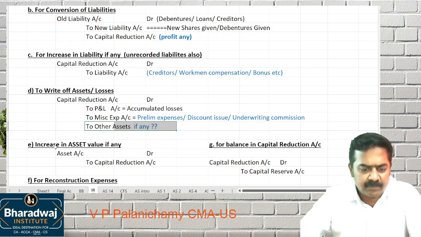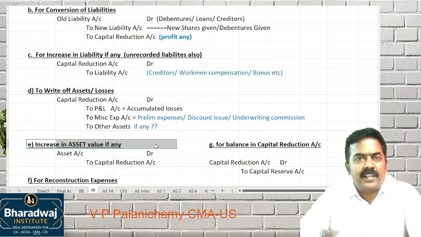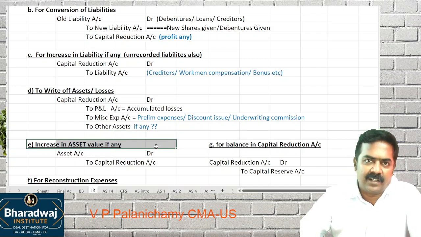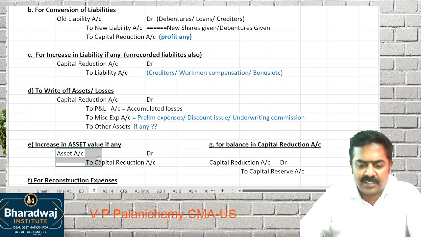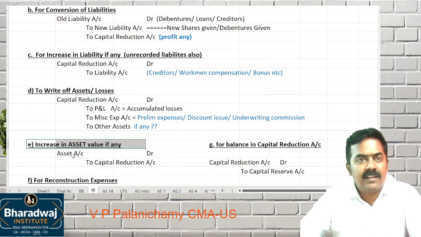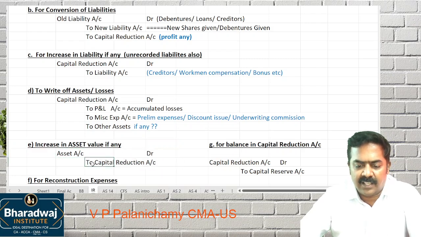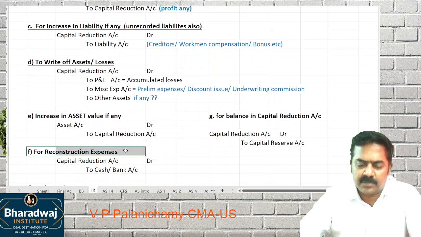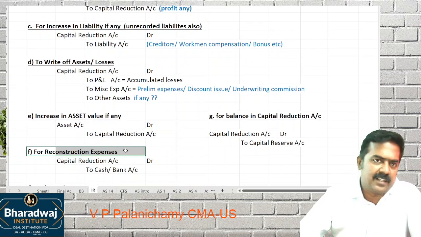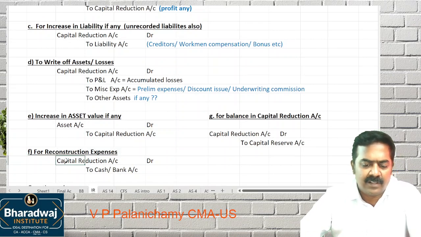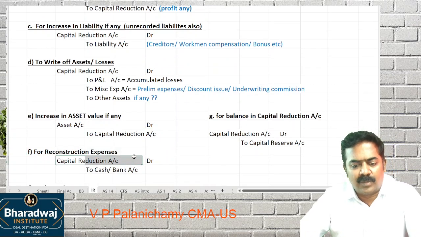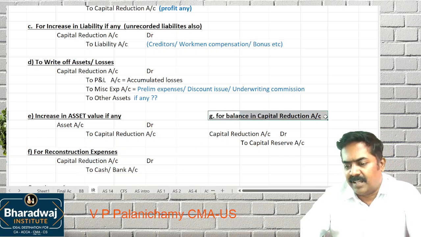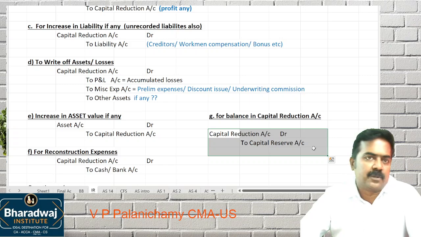You write off. Then, even though it is a loss-making company, some assets' value would have appreciated, like land, building, and the money. Asset account debit to which account? Capital reduction account. Because increase in asset is a gain. So debit the asset further, it's a gain, credit to capital reduction account. Then if there is any reconstruction expenses, because you'll employ some financial experts, consultants, legal charges, etc. What is the entry? Capital reduction account debit to cash. Any balance in capital reduction, it will be transferred to which account?